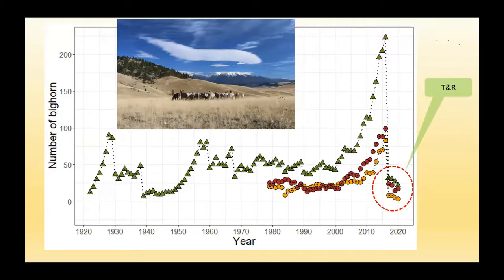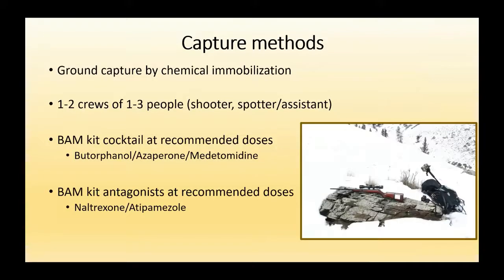So the test and remove part of this demographic story then dates to early 2018, and of course focuses on this small group of roughly 32 survivors of the epidemic. Our capture methods, ground capture by chemical immobilization. Typically, it varied, 1 to 2 crews of 1 to 3 people. Pretty low tech, binocs, backpack, pair of boots, rifle darts and drugs and little more. There were no helicopters, nets, collars, or VITs.